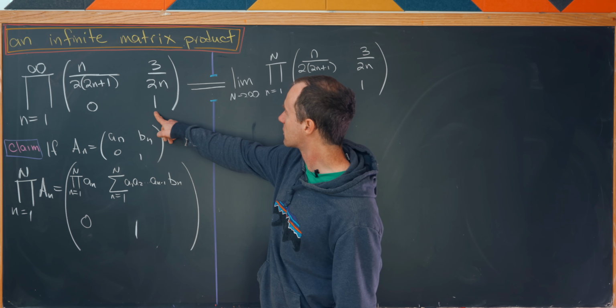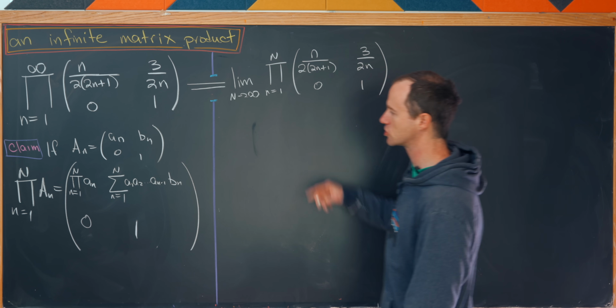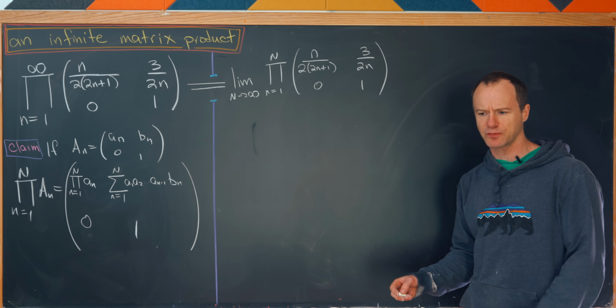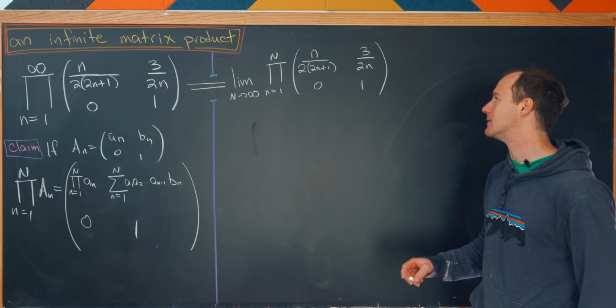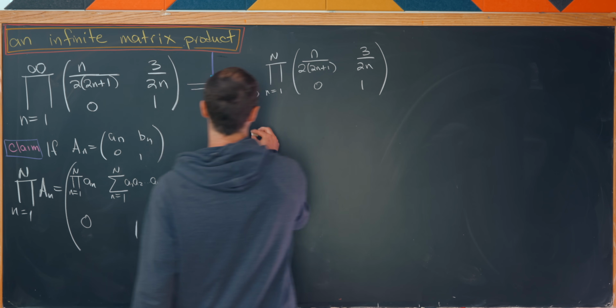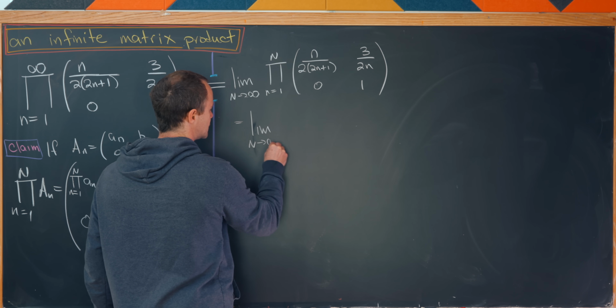Okay, so I've opened a little portal up to rewrite our goal product as a limit of partial products. Now we're going to apply our claim to take that partial product into just a single matrix. So let's see what we're dealing with now. So this will be equal to the limit as capital N goes to infinity.